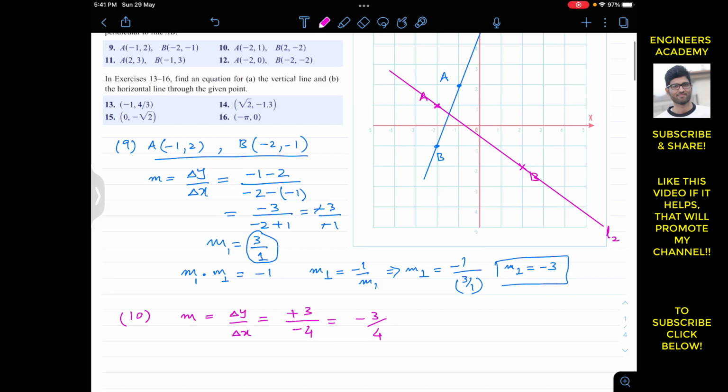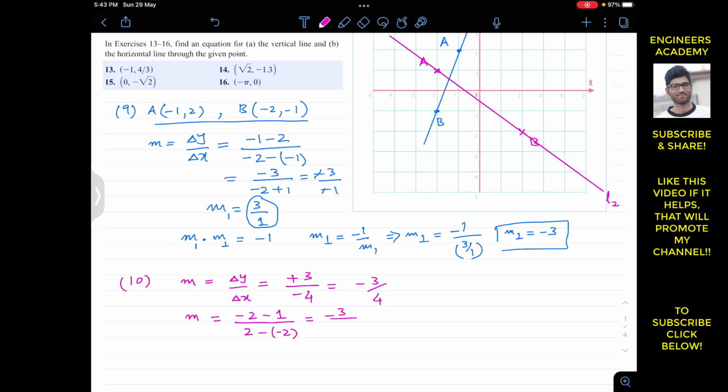If we find the slope by change in y and change in x, so that will be m, let's say. And now the change in y will be minus 2 minus 1, divided by the change in x. The change in x will be 2 minus minus 2. So this gives us minus 3, and 2 minus minus 2 will give us plus 4. So we get that same slope, that is minus 3 divided by 4.